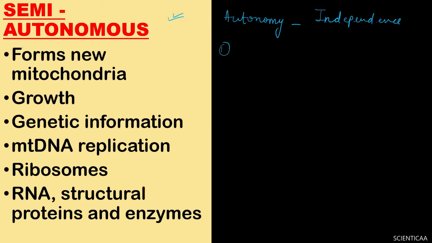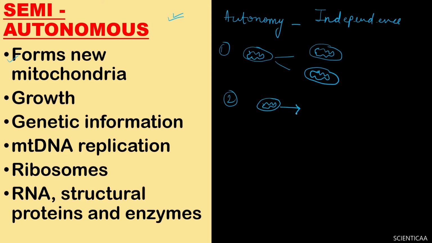The first point says it forms the new mitochondria. So this explains that the new mitochondria develop from the pre-existing mitochondria only. The mitochondria present in the cell has the ability to produce new mitochondria. Second point is growth. If it is a small mitochondria, it keeps on developing internally as the cell grows, and it becomes a mature, fully developed mitochondria. So there is a growth which is happening in the mitochondria internally only.